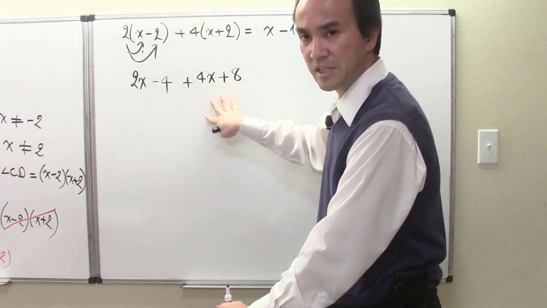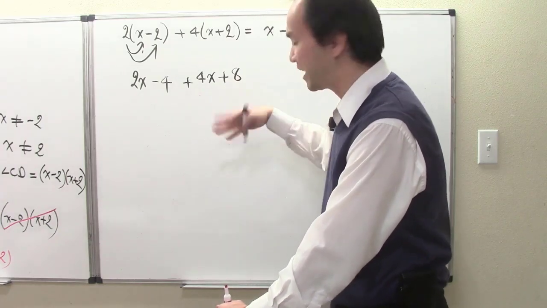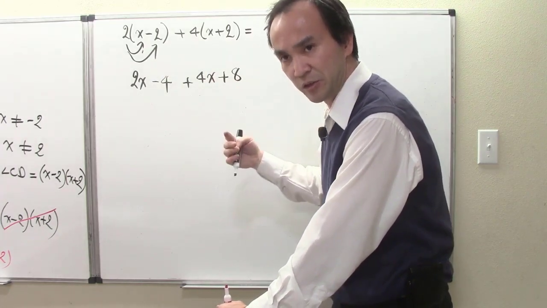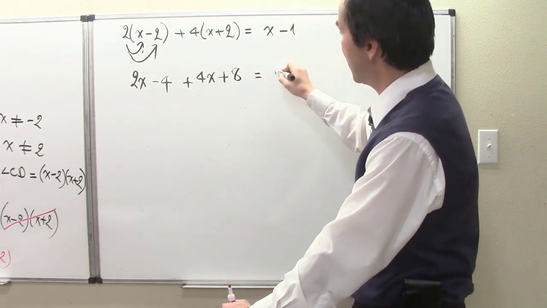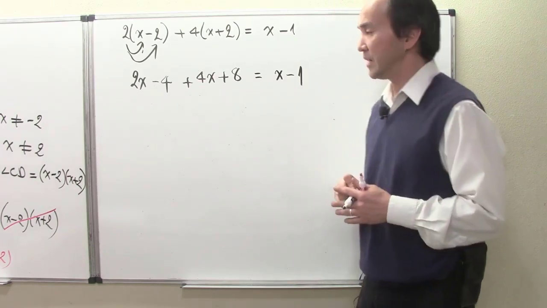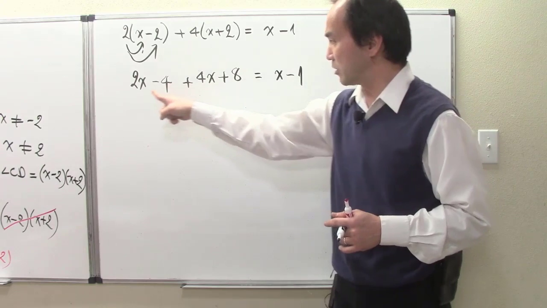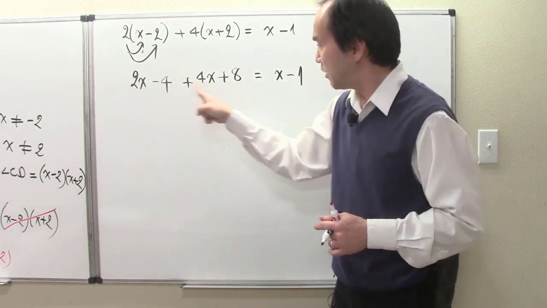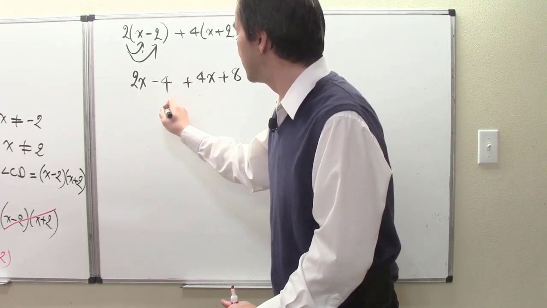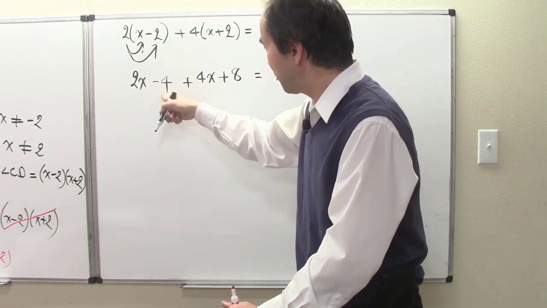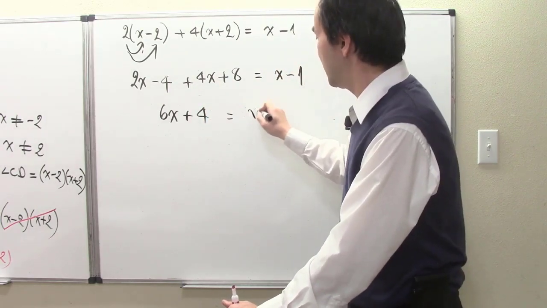And as I said, these are skills that anyone viewing the video lesson here should be familiar with. Or in case you're feeling unsure, go ahead and review your background learning. And that equals x minus 1. And the equation keeps getting easier and easier for us. So now we can go ahead and combine like terms. So 2x plus 4x on the left-hand side, making it 6x, minus 4 plus 8, making it 4. And that equals x minus 1.